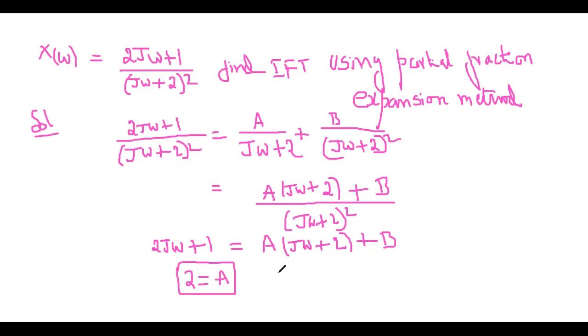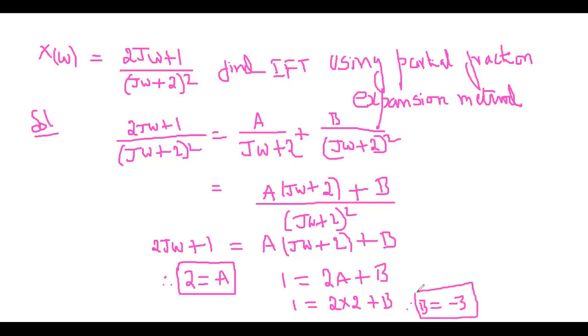Understood, my dear students. Now, another one is compare the constants. What are the constants here? 1 is equal to a, 2a plus b is also constant, b. What is the a value here? The 2. 1 is equal to 2 into 2 plus b. Therefore, b is equal to, here the 4, get it on the left hand side, minus 4 plus 1 is minus 3. So b is equal to minus 3.